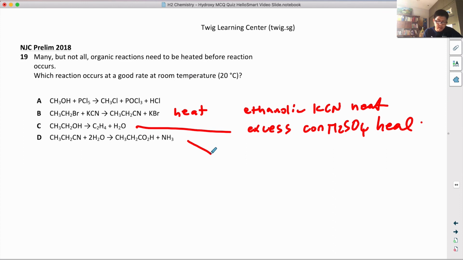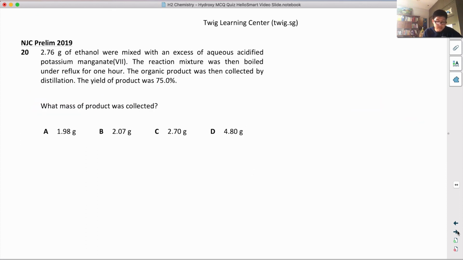This one is hydrolysis, so you can do acid or base hydrolysis. You add acid or base and you must heat. This one here, PCl5, normally is done at room temperature. It's anhydrous PCl5, which is very reactive. It will just react and give you a good rate at room temperature. So the answer is A. Let's look at the next one.